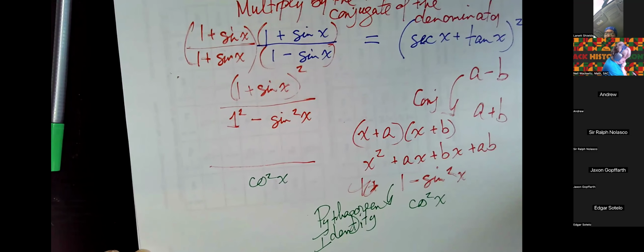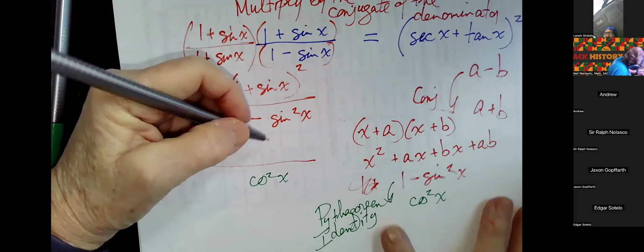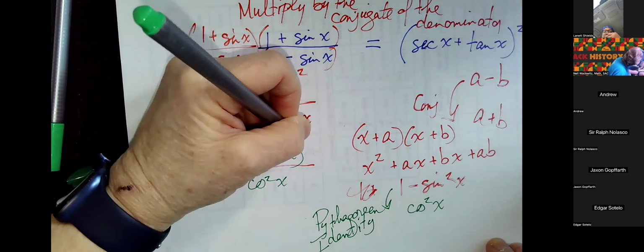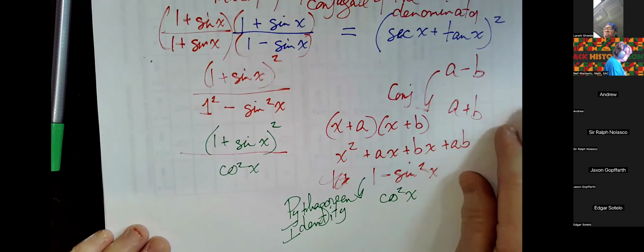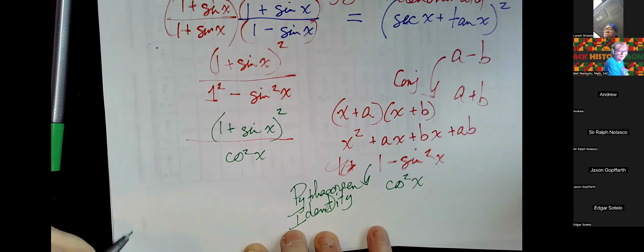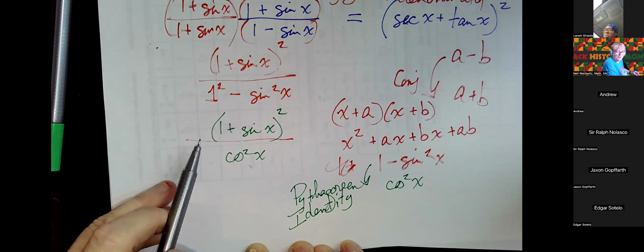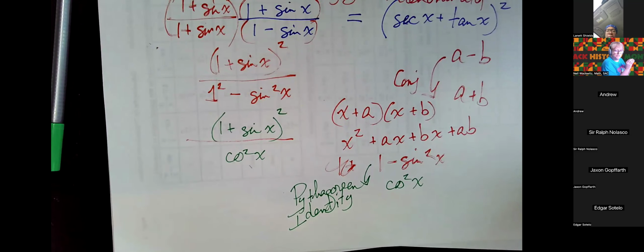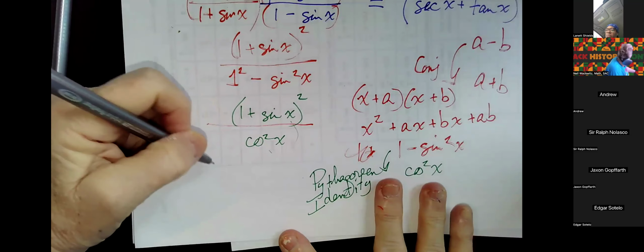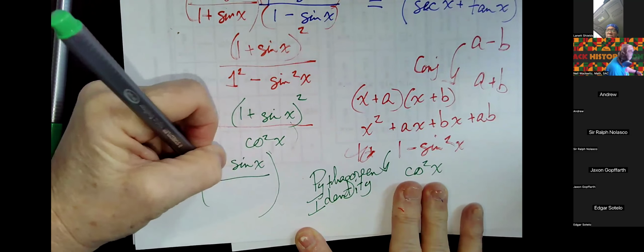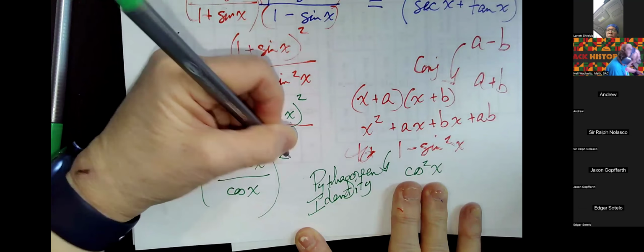We've got 1 plus sine x all squared in the numerator. If I've got something squared in the numerator and something squared in the denominator, can I write the fraction as the fraction all squared? Yeah. Okay. 1 plus sine x over cosine x, and that's all squared.